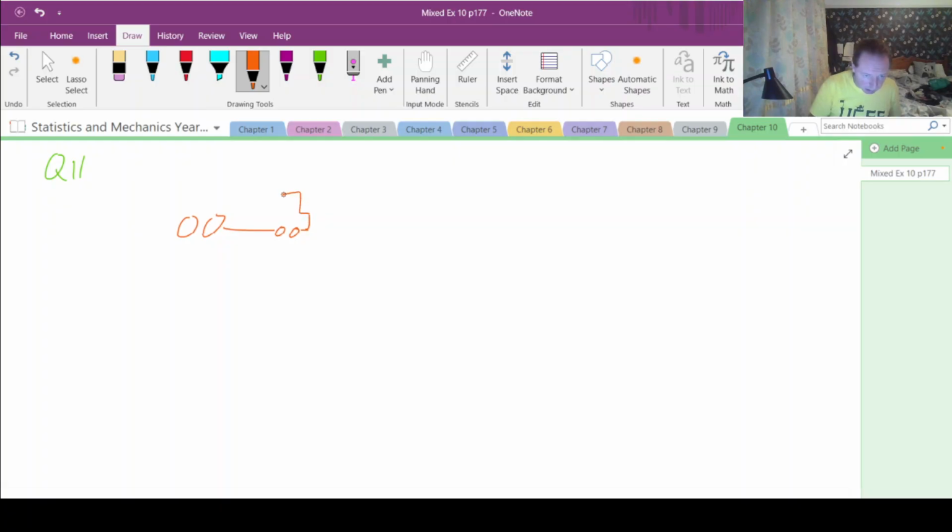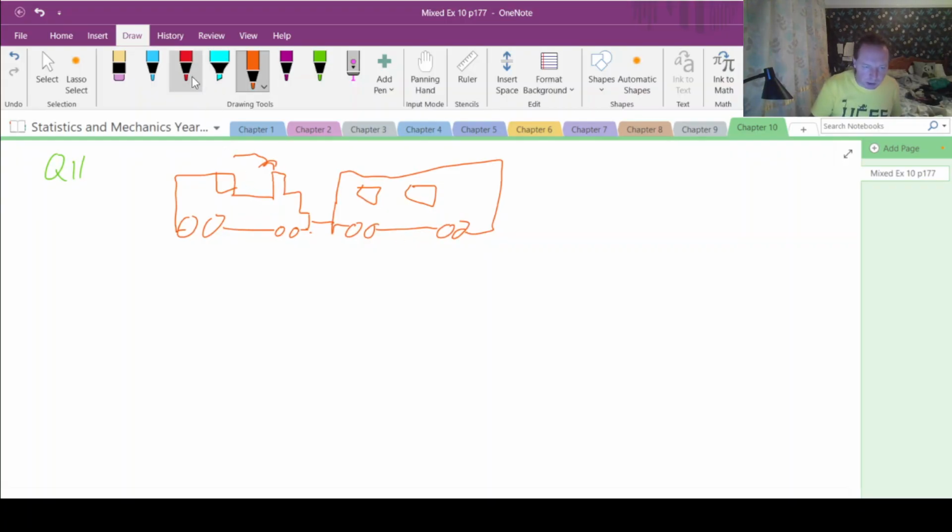What does a train look like? It's got to be a steam train, doesn't it? Okay, one train pushes carriages. Okay. Right then, pushes it along.